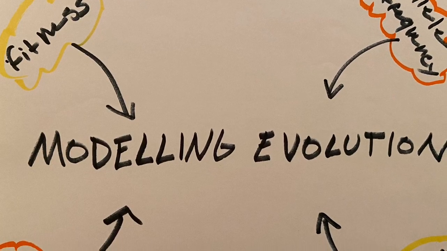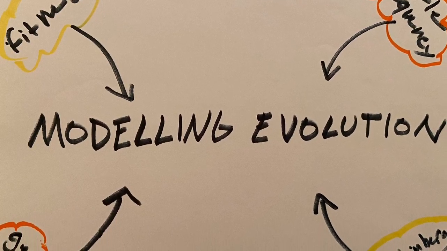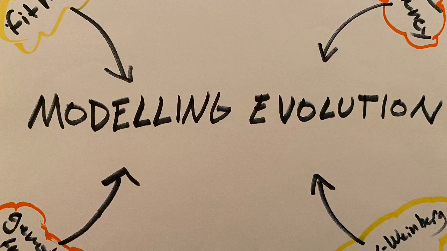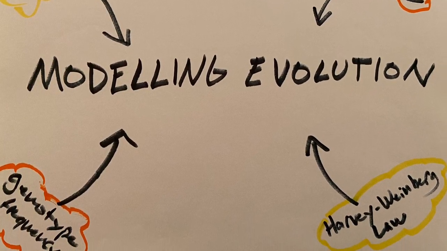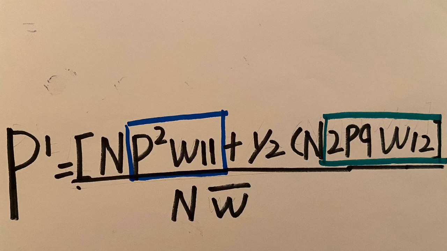You can use them to write different equations, but today our equation aims to answer this question: what are the frequencies of the A1 and A2 alleles in a new generation? The equation we're using looks like this. P prime represents the frequency of the A1 allele in the new generation. N is the population size, and W bar is the average fitness of a population, calculated by using some of the other variables before. The equation puts all of this information together.